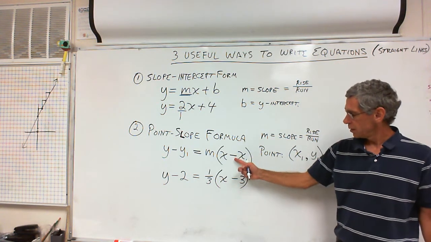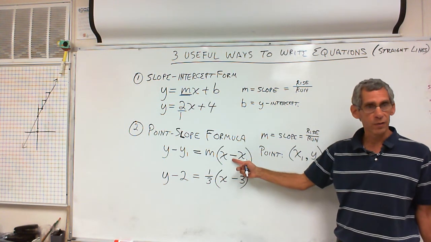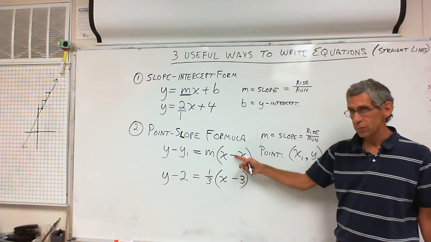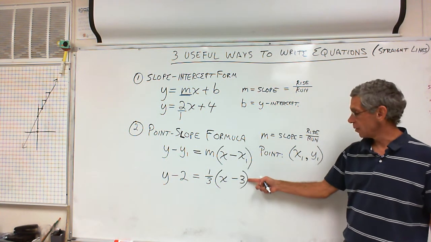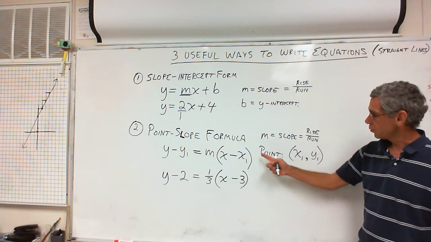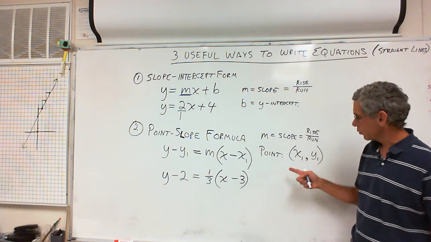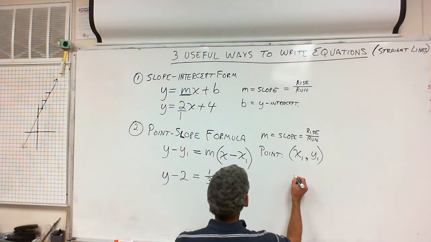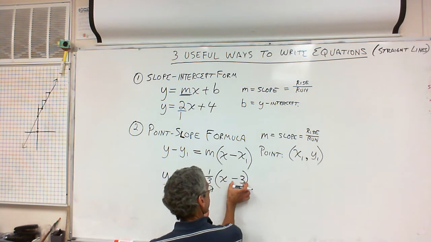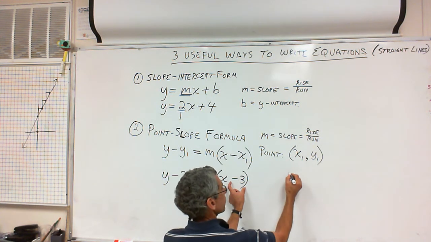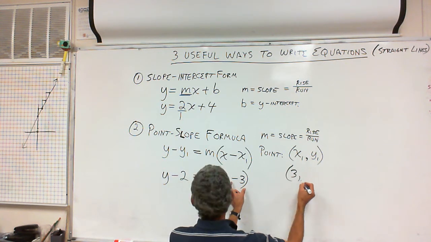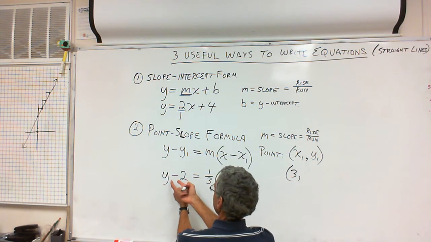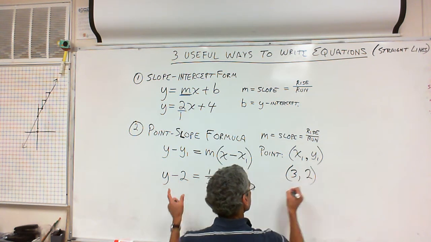Notice there's a minus sign in the formula, right? And this says minus here. The minus is part of the formula, not part of the number. What is x1? x1 is the 3. So your point is this, 3. It's going to be the opposite of whatever you see here. You see negative 3, it's going to be 3, comma, and then here's your y1. It's going to be the opposite of what you see here. You see negative 2, it's going to be positive 2.